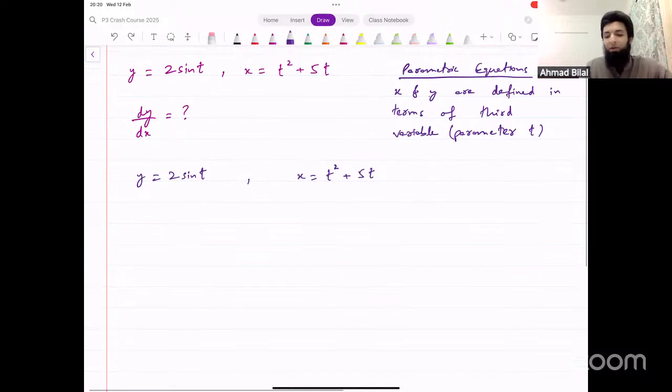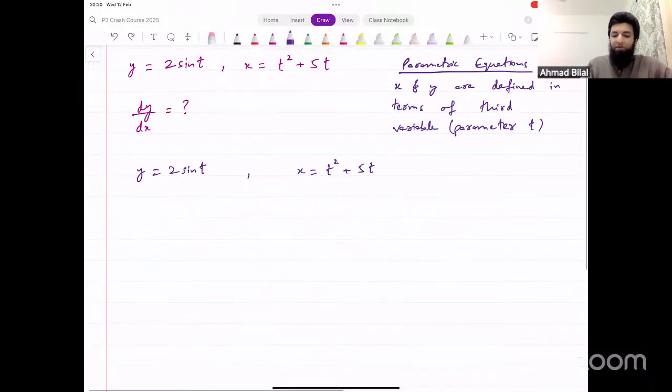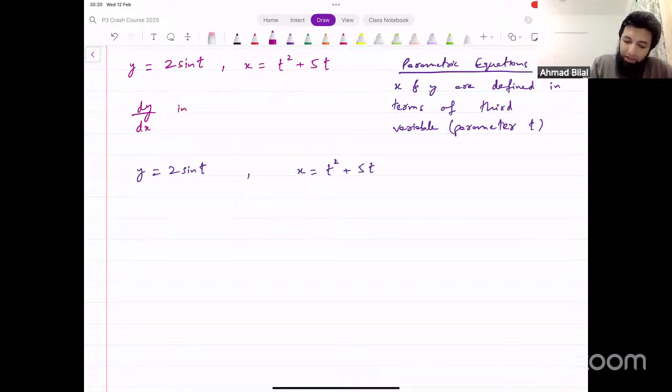Now, one idea could be that you try to make t the subject from one equation and then put that in the other equation, so basically eliminate t, so that you have an equation in terms of y and x. That's one idea, but that makes things very complicated. You generally would be required to find dy over dx in terms of t in such cases. So the variable should be t in the final form that you get. Now, how do you find that?